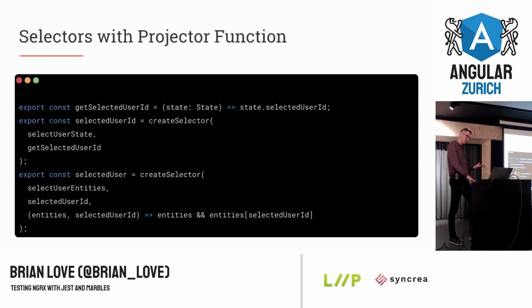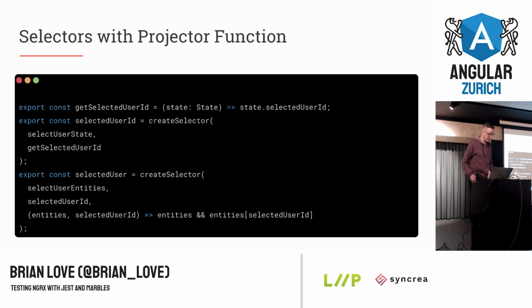So let's take a look at some selectors that are in the sample code in the repository that you're welcome to take a look at. Here's a method. This is just a projector function that's going to accept the state and return a property within that state object, the selected user ID. Here I'm going to create a selector using the create selector function. This is going to have the user state, so that's the entire user state that's going to be returned there, or that's a selector. And then I'm going to use that projector function to pluck out the selected user ID from the state. And then here, instead of selected user ID, this is just selected user, so it's fairly similar.